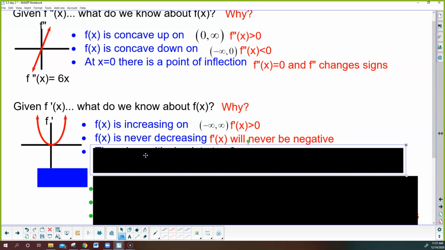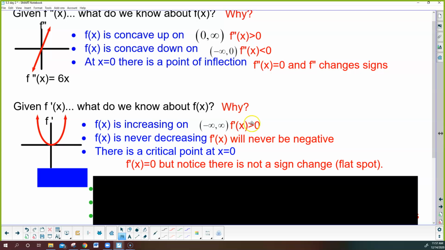We could conclude when the original function is increasing or decreasing based off of the first derivative. But notice in this specific problem, the original function is never decreasing because f prime of x is never negative. Notice how it doesn't drop below. That means my function is always going to be increasing. Okay, that tells us something about the original graph. And then we know there's a critical point at 0, but there isn't a sign change, so it's not going to be a max or a min. The original spot would be a flat spot.